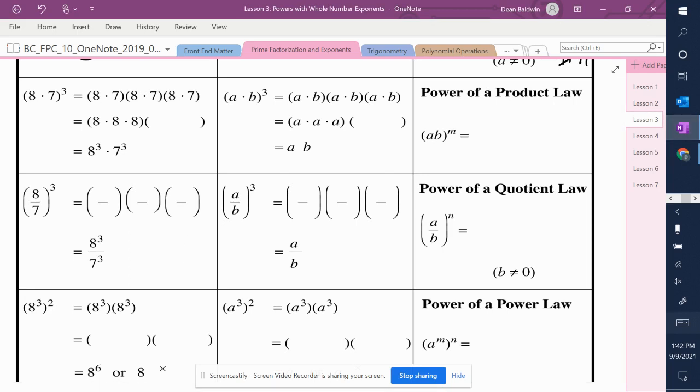All right, the power of a product rule. So, if I have 8 times 7, all raised to the power of 3, that means 8 times 7 times 8 times 7 times 8 times 7, which means we have 3 8s, which can be written as 8 to the 3rd, and we have 3 7s.